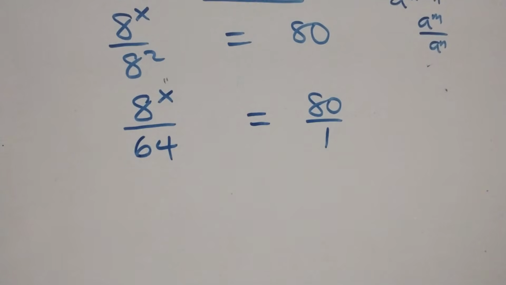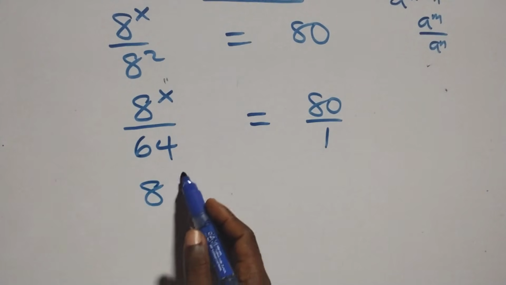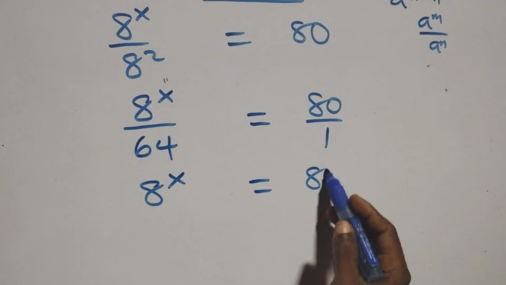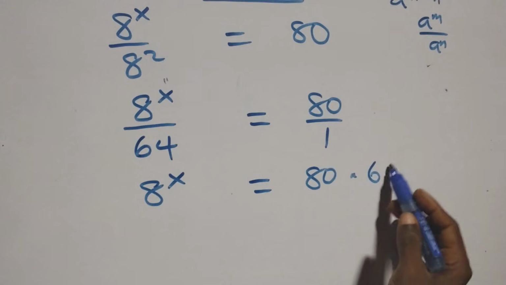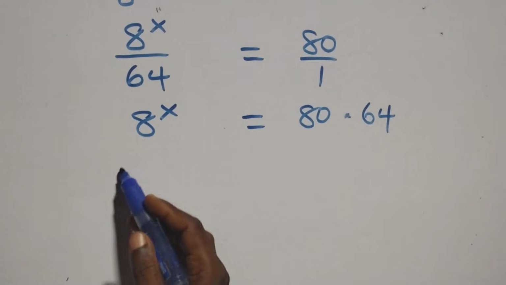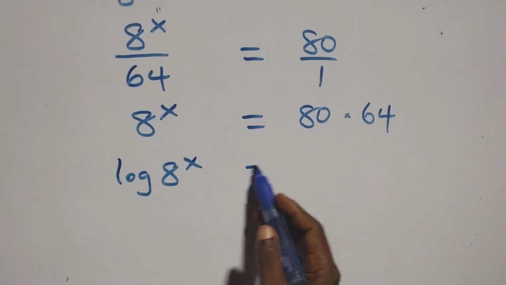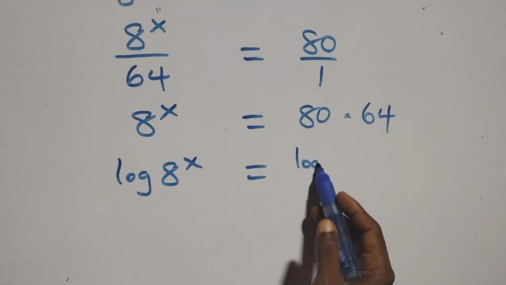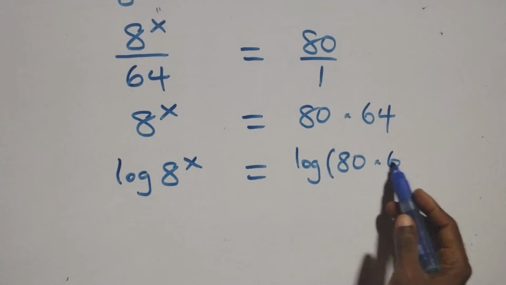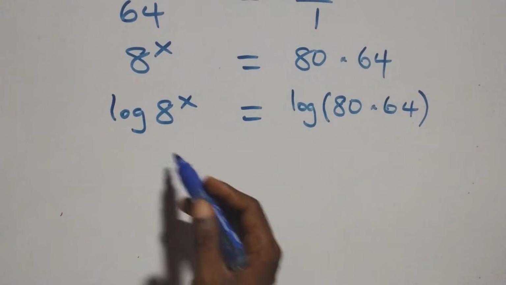The next step here, we cross multiply. 8 raised to power x times 1, we still have 8 raised to power x, equals 80 times 64. The next step, we take the log on both sides. Here we have log 8 raised to power x equals log 80 times 64. Here we apply the power law of logarithm.